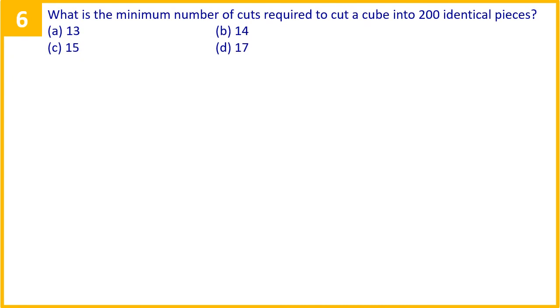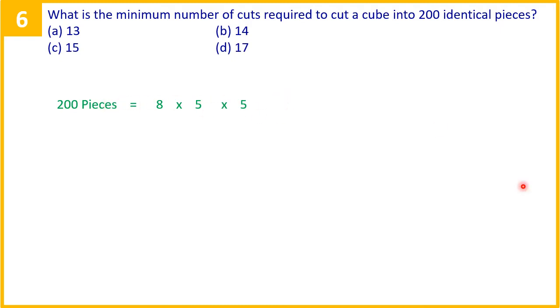Problem number 6. What is the minimum number of cuts required to cut a cube into 200 identical pieces? I request you to pause the video and try this question on paper. And once you have solved it, you can resume the video to look for the solution. How can we factorize the number 200 as a product of 3 numbers which are as close as possible? Well, I can write it as 8 into 5 into 5. This is the closest way of factorizing the number 200.